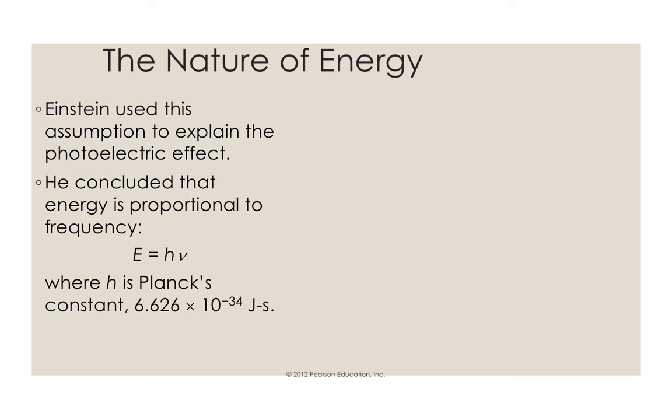Einstein used this idea from Planck to explain something called the photoelectric effect. And in doing so, he concluded that energy is proportional to the frequency in an electromagnetic wave. In other words, the energy equals Planck's constant times the frequency, where 6.626 times 10 to the negative 34 joule seconds is Planck's constant. We're going to take a minute and watch a video to help us understand what the photoelectric effect is about and where Einstein got this idea.